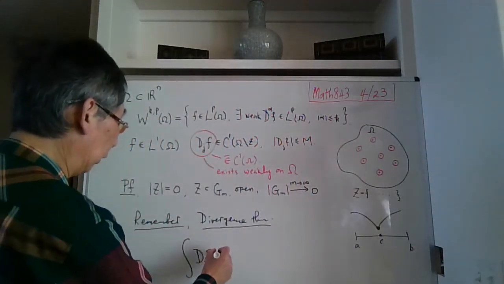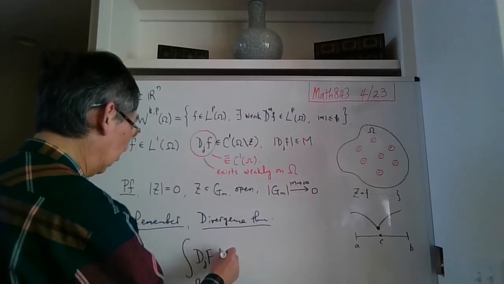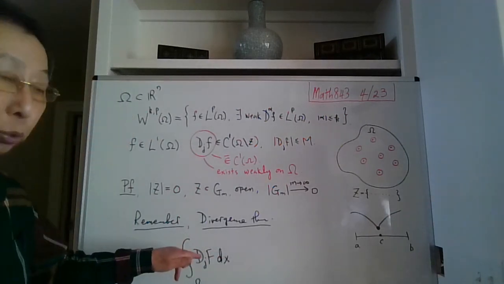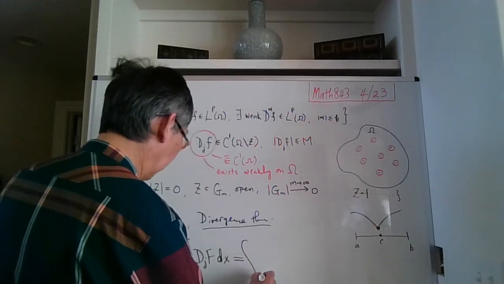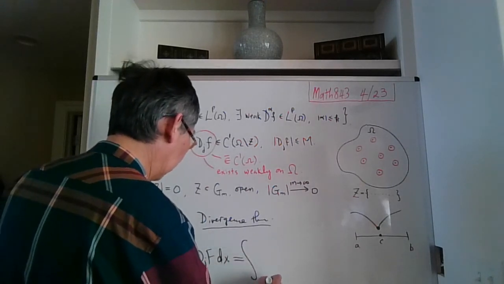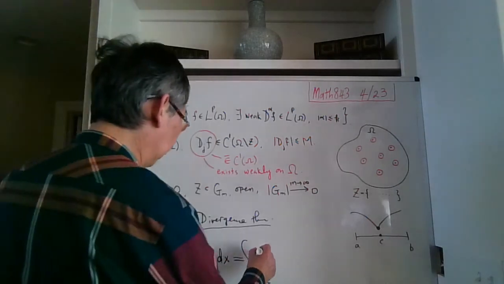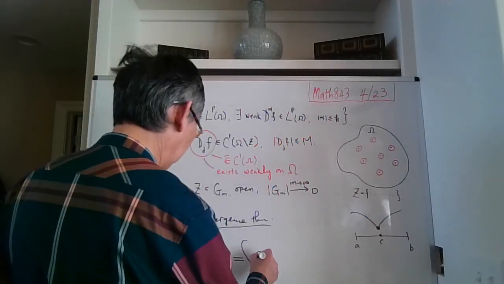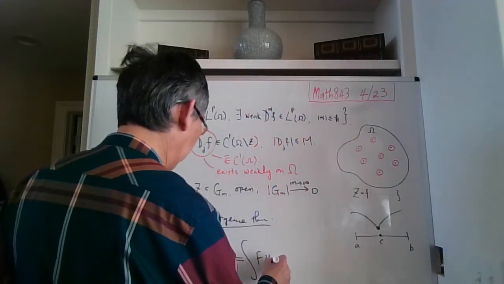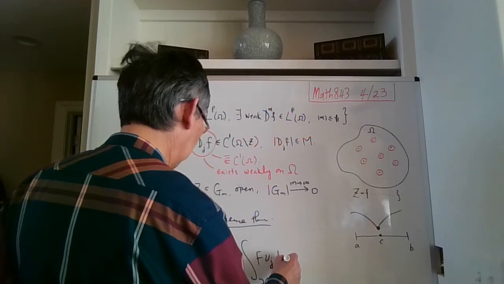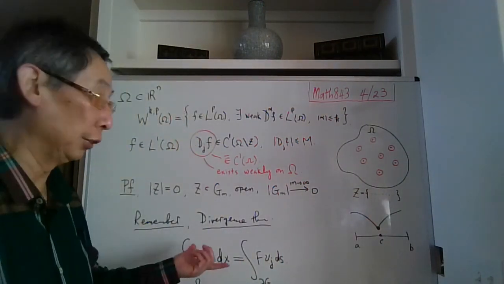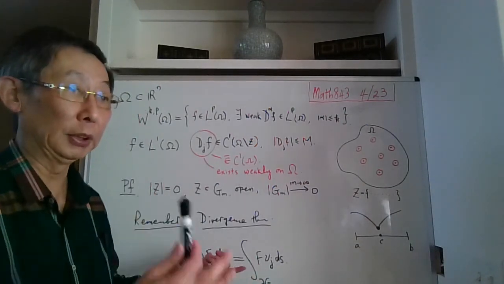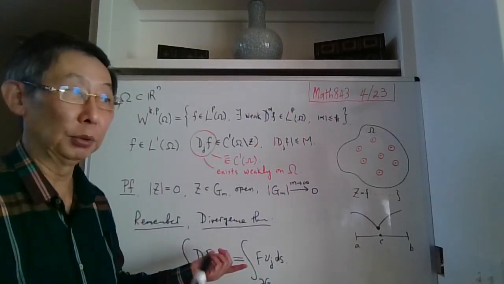Okay, this divergence theorem says that the integration of this derivative should equal the integration over the boundary of the domain of f times nu_j ds. So that's a special version of the divergence theorem. Basically, this is a multidimensional fundamental theorem of calculus.